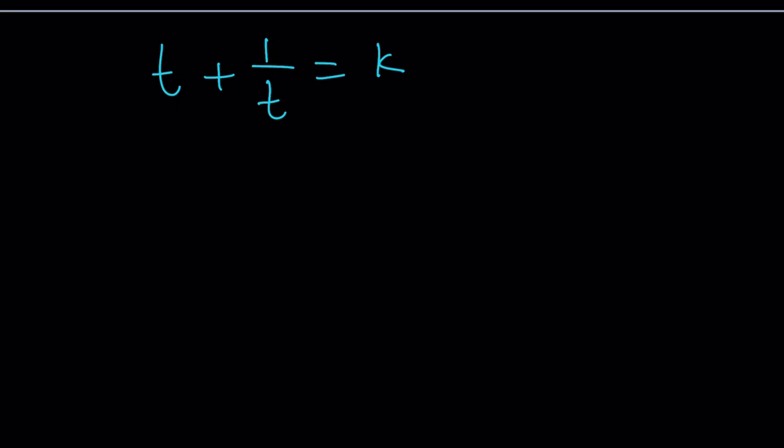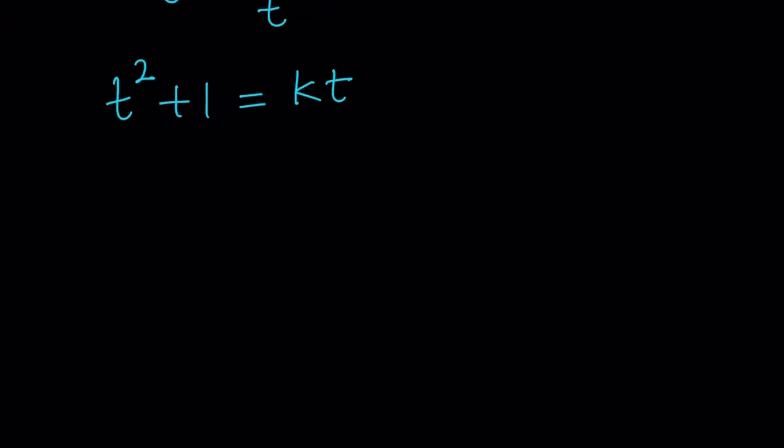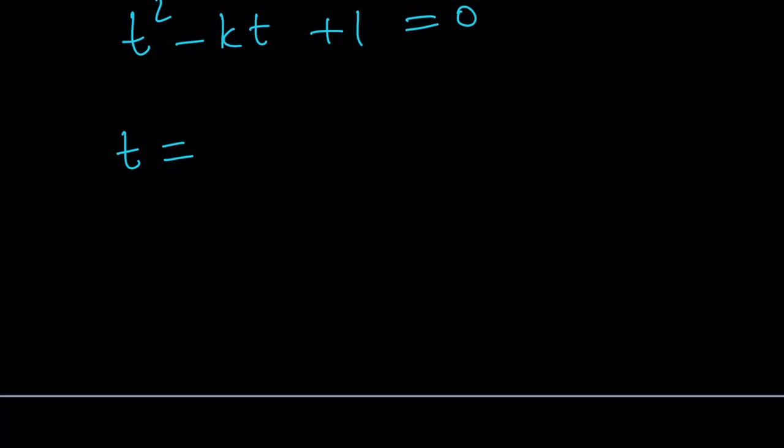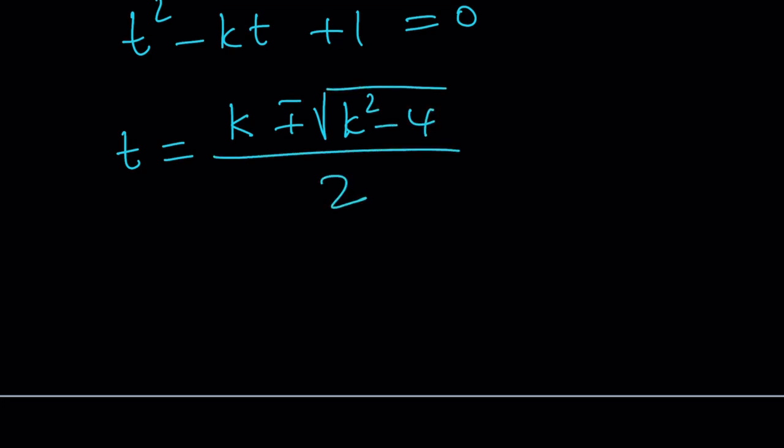Okay. So let's multiply both sides by t. We get t squared plus 1 equals kt. Then put the kt on the left, and you get your full quadratic. Solve this using the quadratic formula. t becomes negative b, which is k, plus or minus the square root of k squared minus 4, and that is divided by 2. So the quadratic formula gives us the solutions real quick. But what is t? What is k? Let's back substitute.